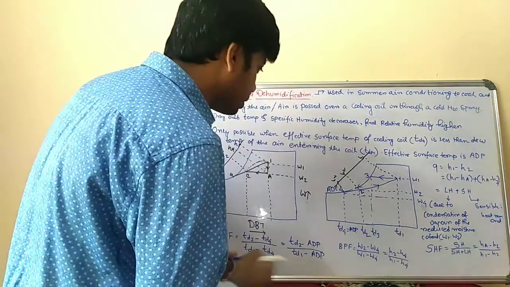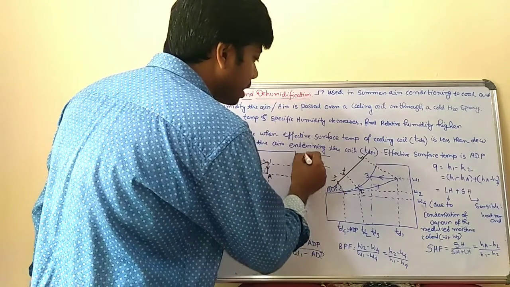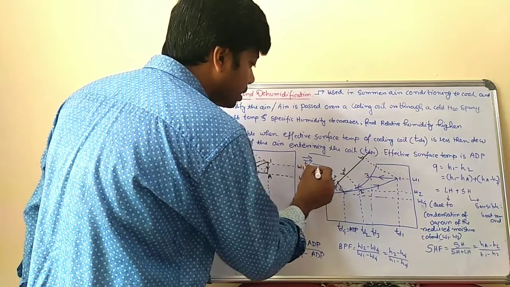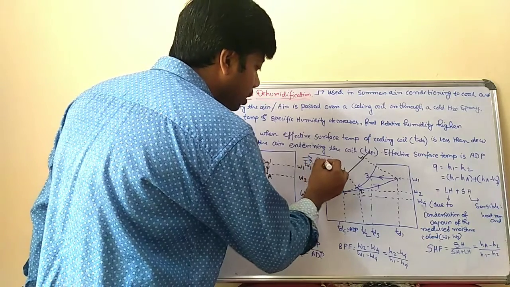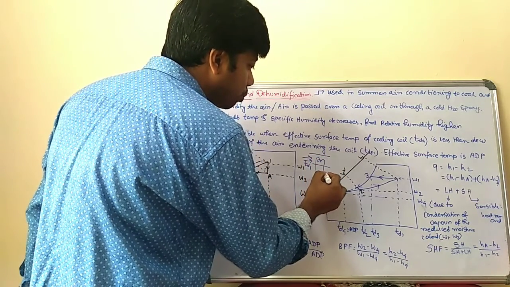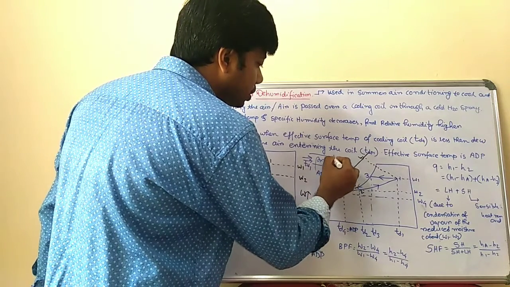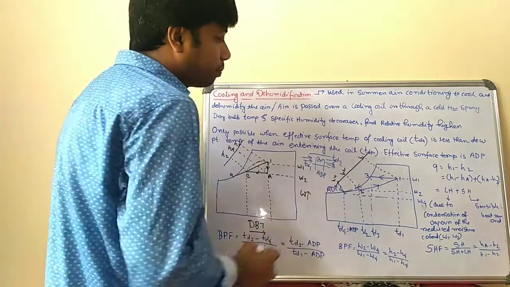Suppose this is the chamber. In this way, the air is entering at the dry bulb temperature TD1, and here is the cooling coil, whose temperature is the ADP, the apparatus dew point temperature. When the air exits from this channel, the dry bulb temperature is TD2.